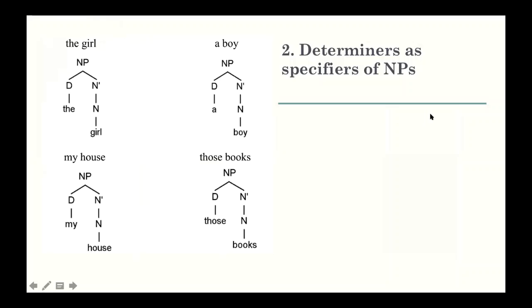Now let's talk about determiners. Determiners are treated as the specifiers of NPs. So if you have the noun phrase the girl, then you will draw the specifier here.